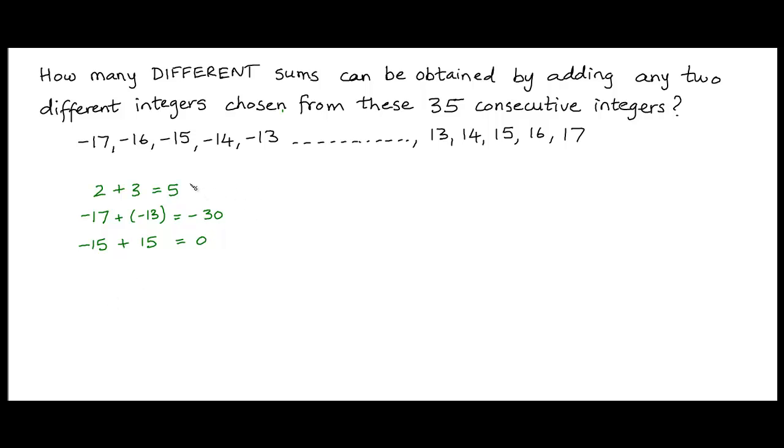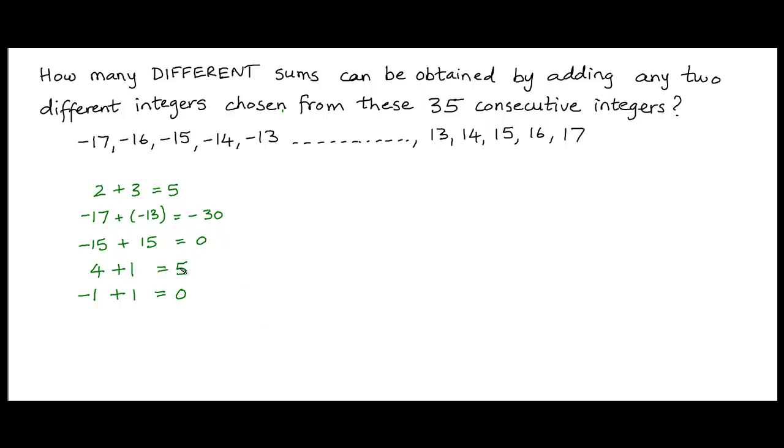So notice that these sums are all different, but if we had picked the integers 4 and 1, then we would have again got a sum of 5, which we got here as well. If we had picked the integers -1 and 1, then we would have got a sum of 0, which we also got here. So the question is, how many different sums can we get in total?